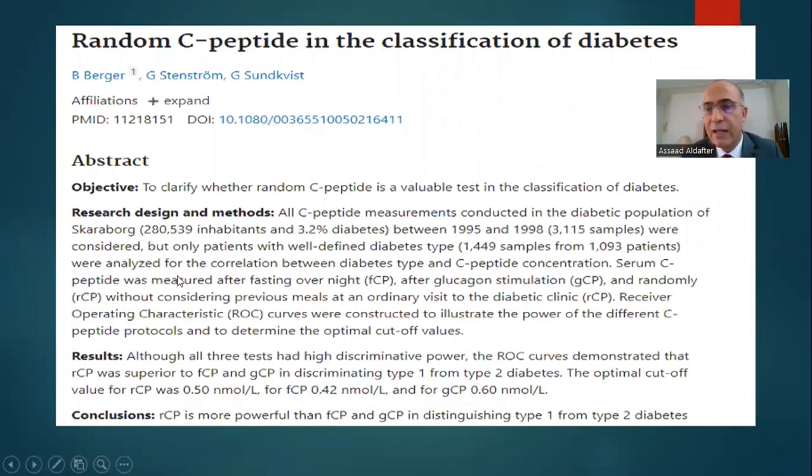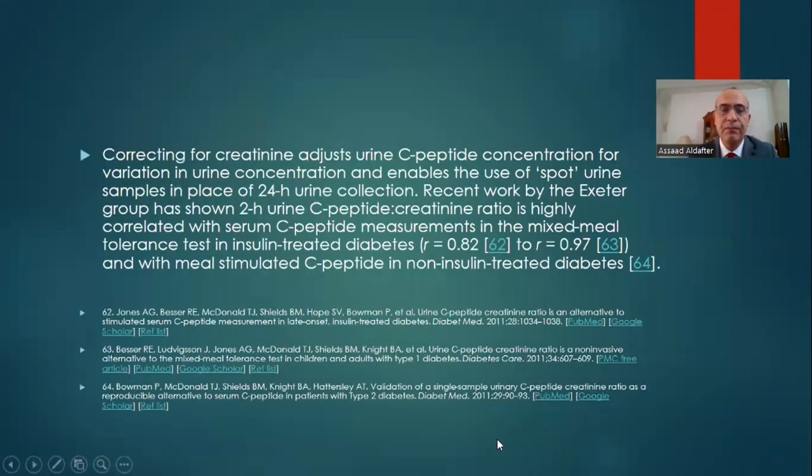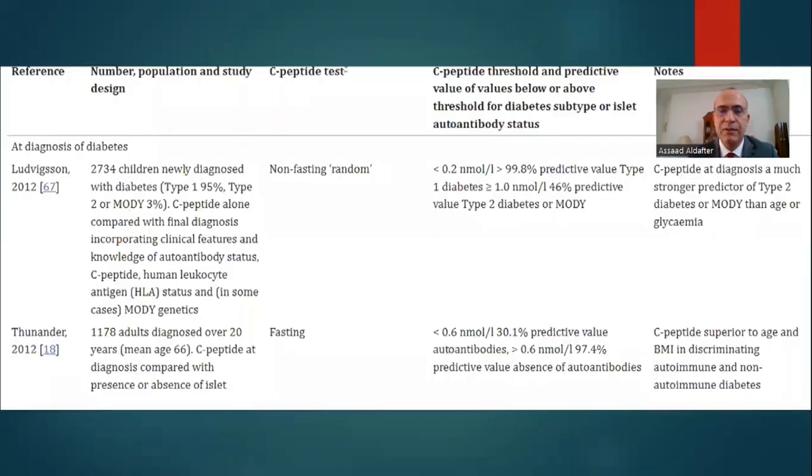Whether using fasting C-peptide or the random one, this study by Berger showed, in conclusion, that the random C-peptide level is more powerful than fasting C-peptide and glucagon-stimulated C-peptide in distinguishing type 1 from type 2 diabetes. Again, the measurement of the urine C-peptide creatinine ratio is highly correlated with serum C-peptide measurement in the mixed meal tolerance test and in insulin-treated diabetes.